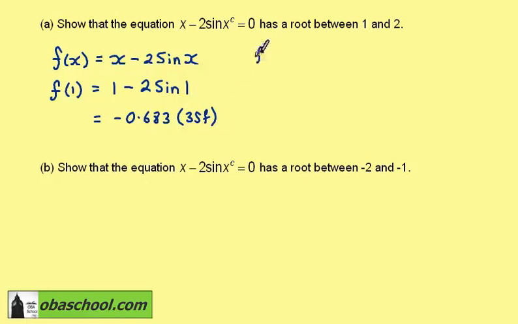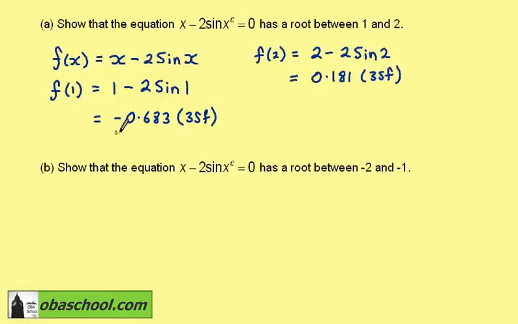We then evaluate f of 2. So we have 2 take away 2 times the sine of 2 radians. This evaluates to give 0.181, correct to 3 significant figures.